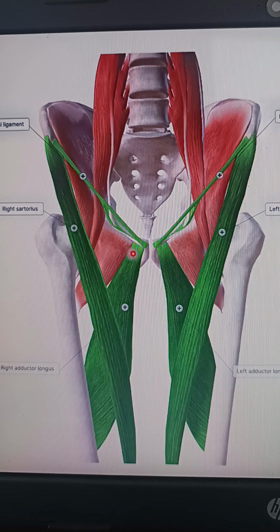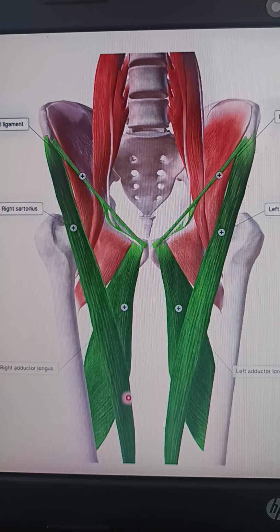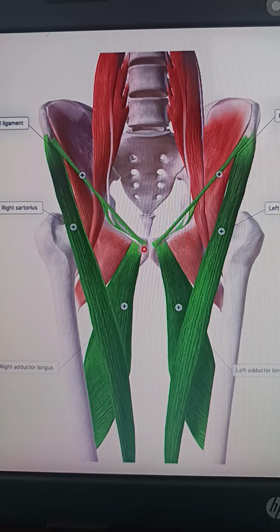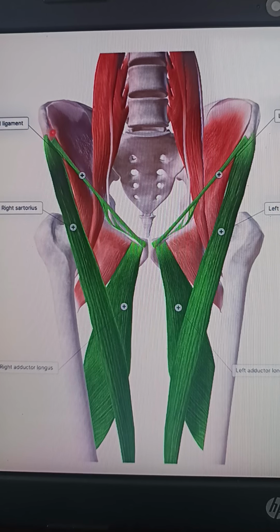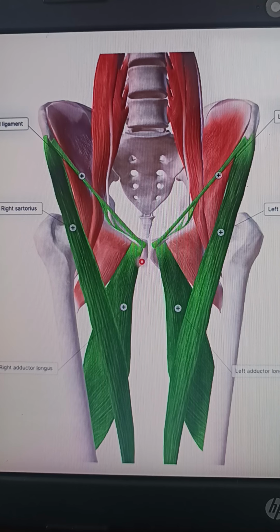Okay. And medial most you can see the adductor longus muscle. This adductor longus will help in the adduction, as the name implies. Now the last, you have to understand this ligament arising from the ASIS and getting inserted into the pubic tubercle. This is the inguinal ligament.